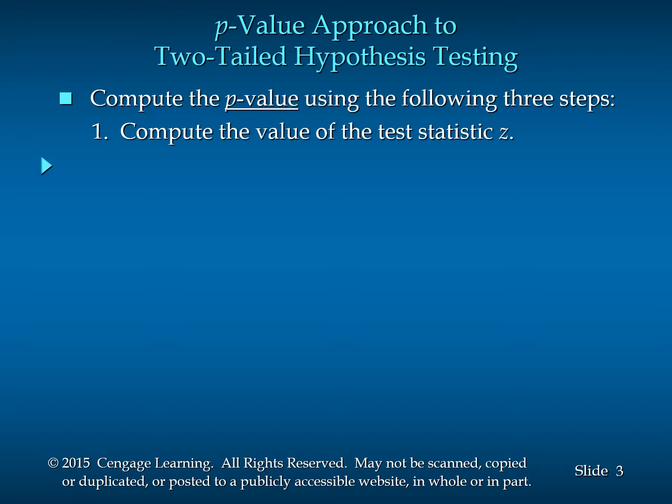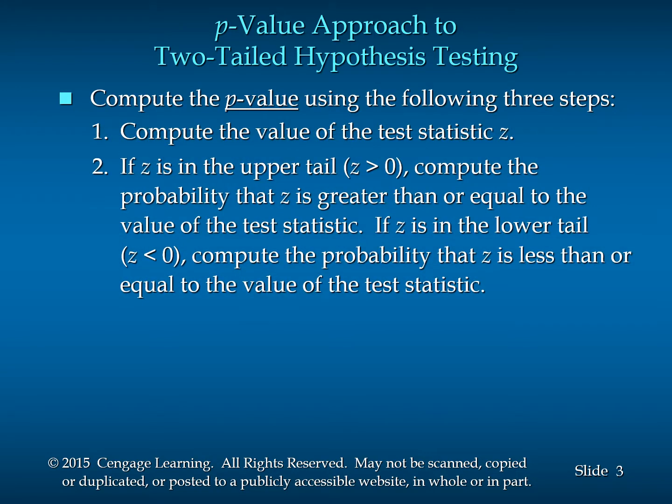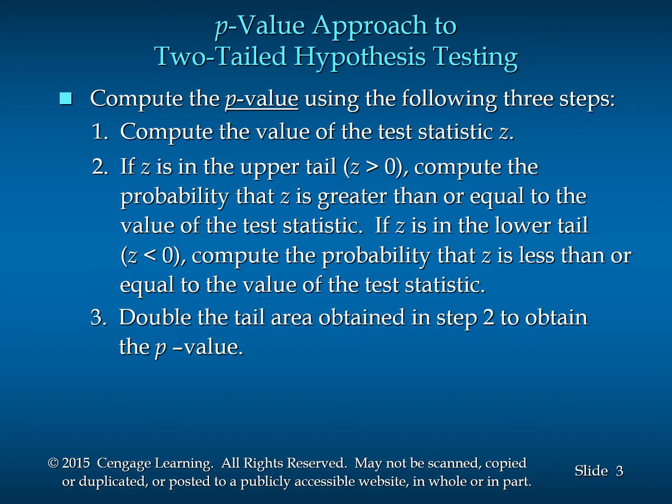For the p-value approach, we must compute a p-value which is double the area that we get in step 2. At times, this approach for a two-tailed test can be a little confusing using the p-value approach. My preference is the critical value approach, but you need to be able to do both.